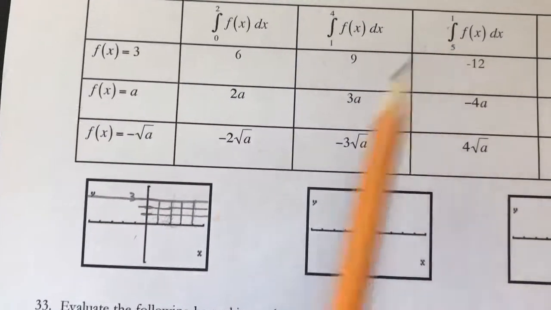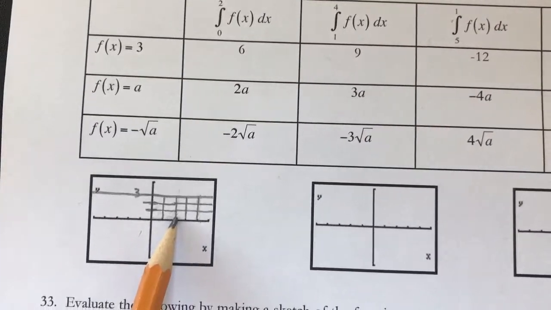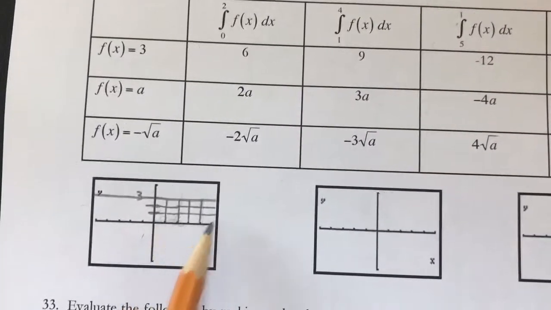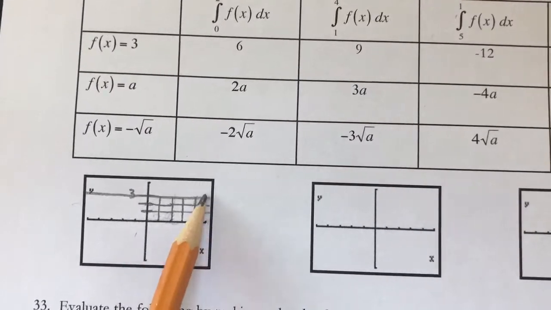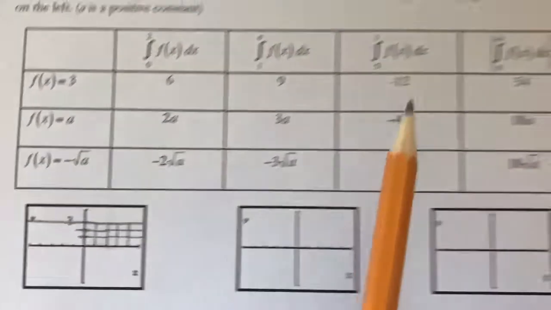From 5 to 1, it's just backwards, so remember when it's upside down, it's negative. So the area between 1 and 5 has a base of 4 and a height of 3, so 4 times 3 is 12, and it's negative because of that integral being upside down.